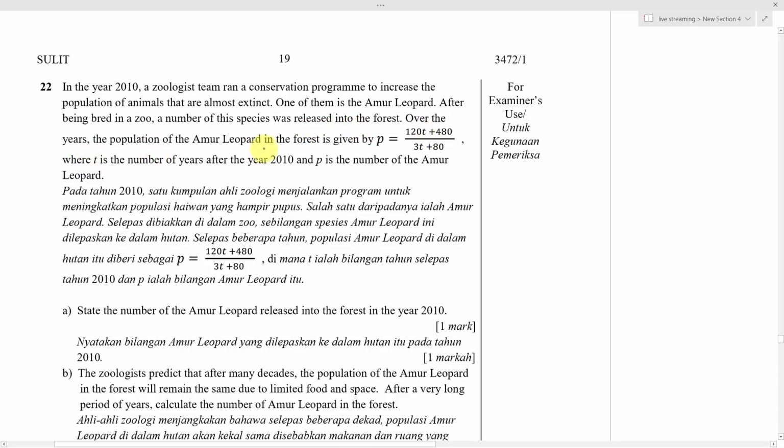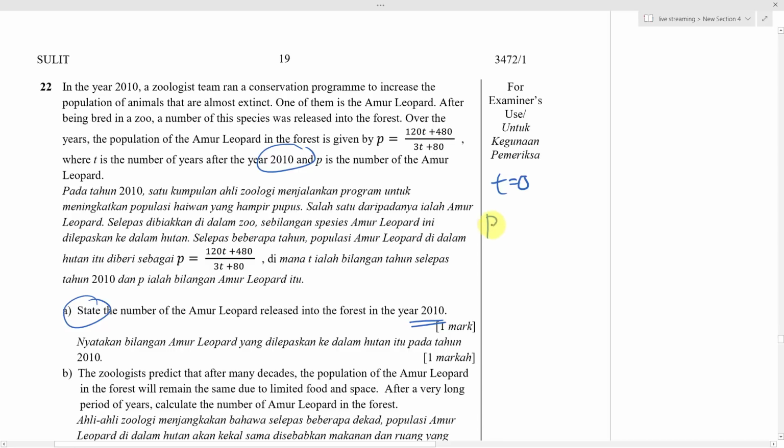Over the years, the population of the Amur leopards in the forest is given by this equation, where t is the number of years after year 2010 and p is the number of leopards. State the number of the Amur leopards released into the forest in the year 2010, because they actually start the research at 2010, isn't it? So that means they want to know the number at 2010, that means when t equals 0, because they haven't started to calculate time, right? Because the research actually starts at 2010.